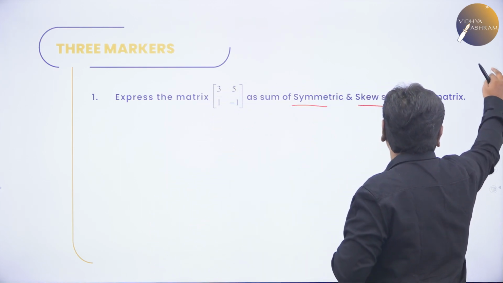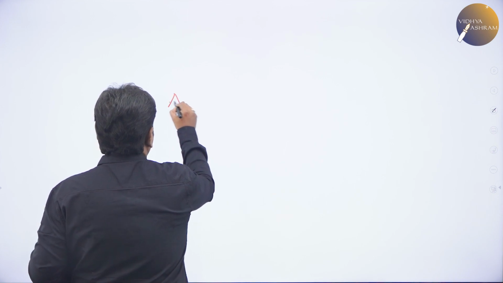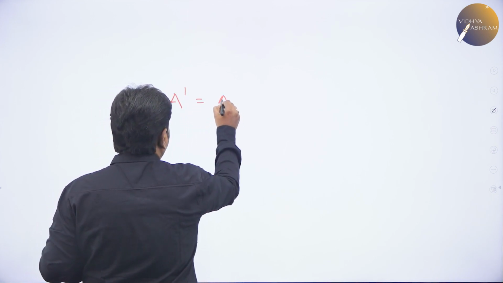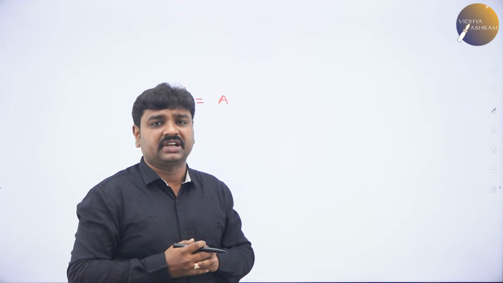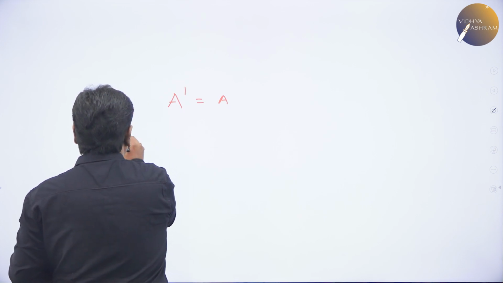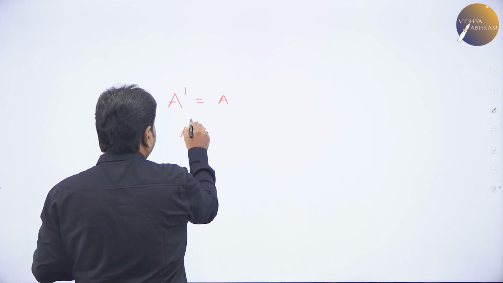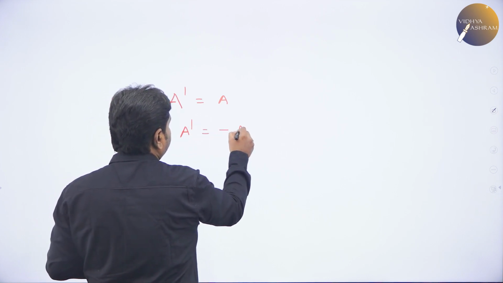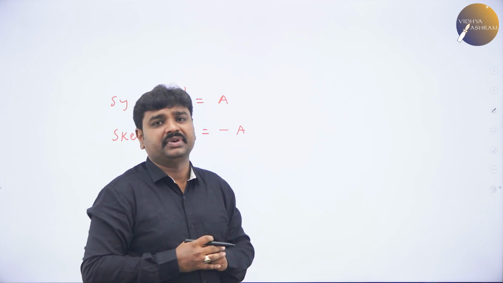So now, first, what is symmetric matrix? See, all of you know symmetric means what? If A dash is equal to A, we call it as symmetric. If I give any square matrix, if its transpose is itself, then it is symmetric. What is skew symmetric? Skew symmetric means if A dash, when you do transpose, you should get minus A. When you do A dash, you should get minus A, then we call it as skew symmetric.